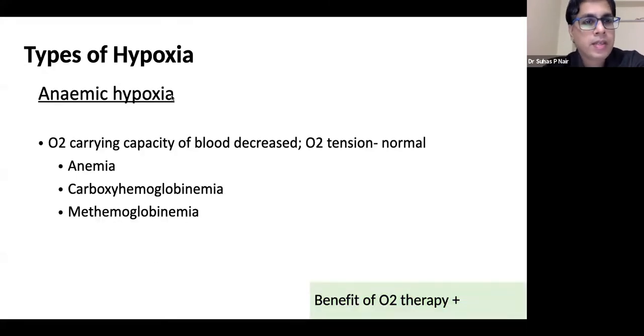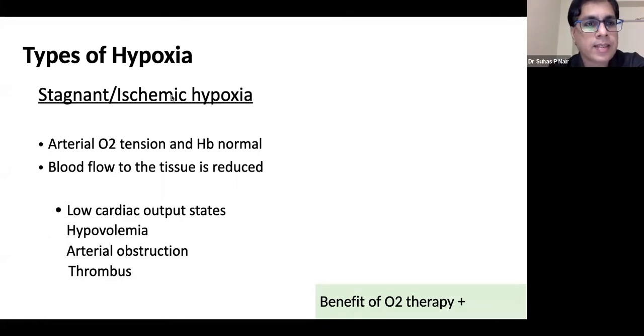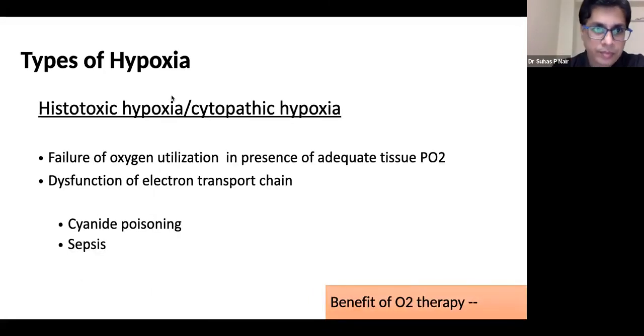Anemic hypoxia is where the oxygen carrying capacity of blood is decreased and oxygen tension is normal. It happens in anemia, carboxyhemoglobinemia, and methemoglobinemia, and oxygen therapy does benefit in anemic hypoxia. Stagnant or ischemic hypoxia is where the arterial oxygen tension and saturation are normal, but blood flow is compromised, like in low cardiac output state, hypovolemia, arterial obstruction, or thrombus. This hypoxia also responds to oxygen therapy.